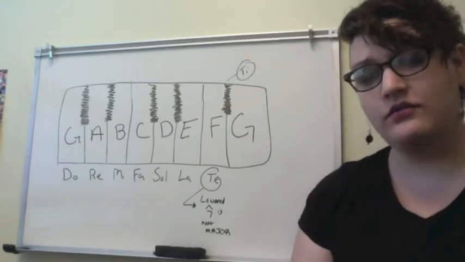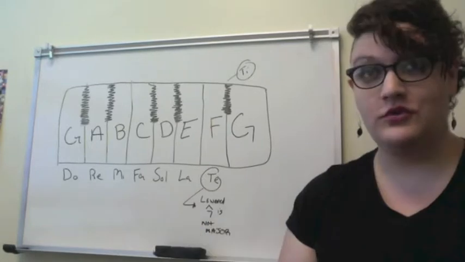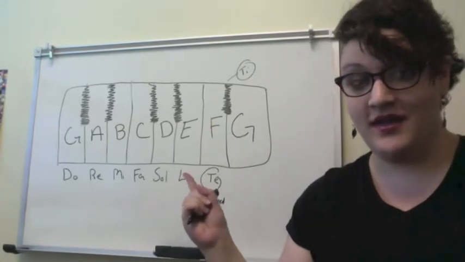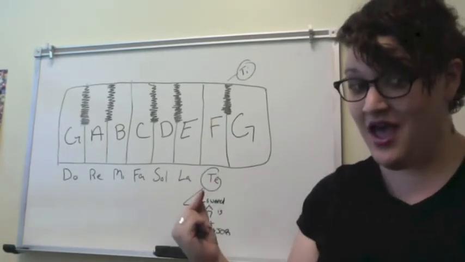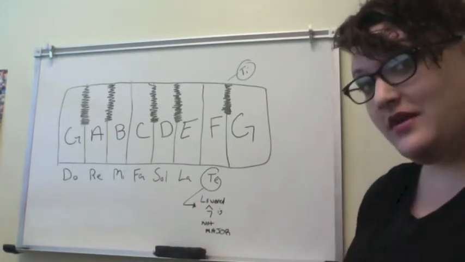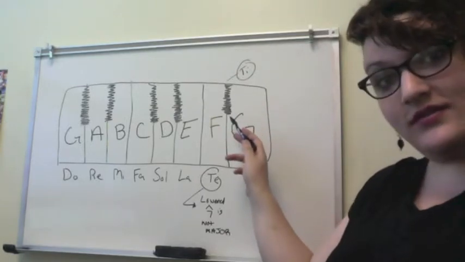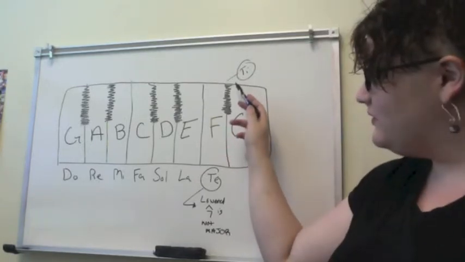Now, in the key of G major, Do starts on G. Do, re, mi, fa, sol, la, ti, do. It goes like that. Still in the major scale. But the ti is here on the F sharp.